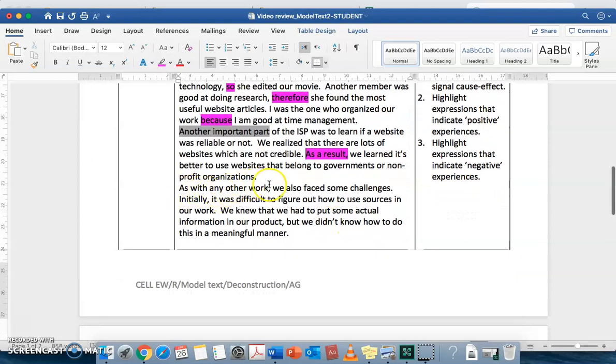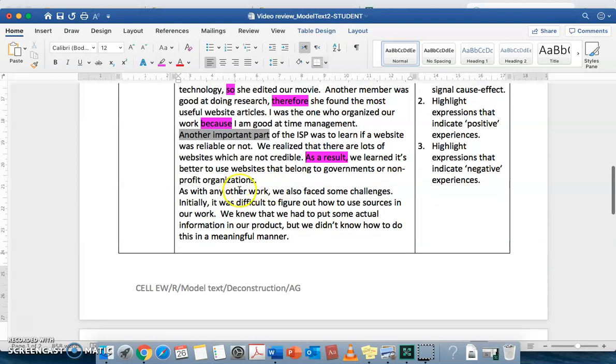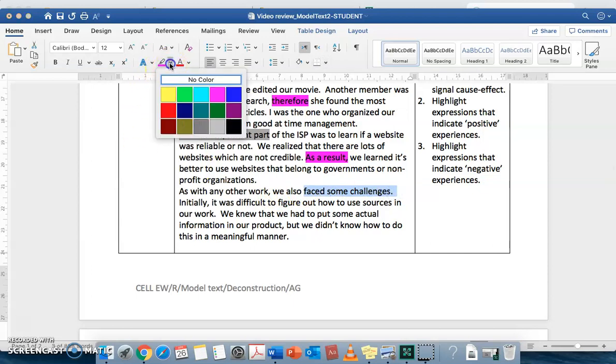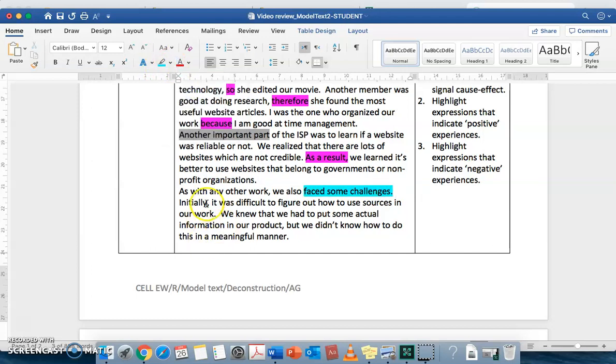The second part of this stage introduces the challenges. We also faced some challenges. This is a chunk that you can use to describe something that is more negative. Initially gives us a time frame when it happened. It was difficult to do something. We knew that we had to put some actual information in our product, but we didn't know how to do this in a meaningful manner.